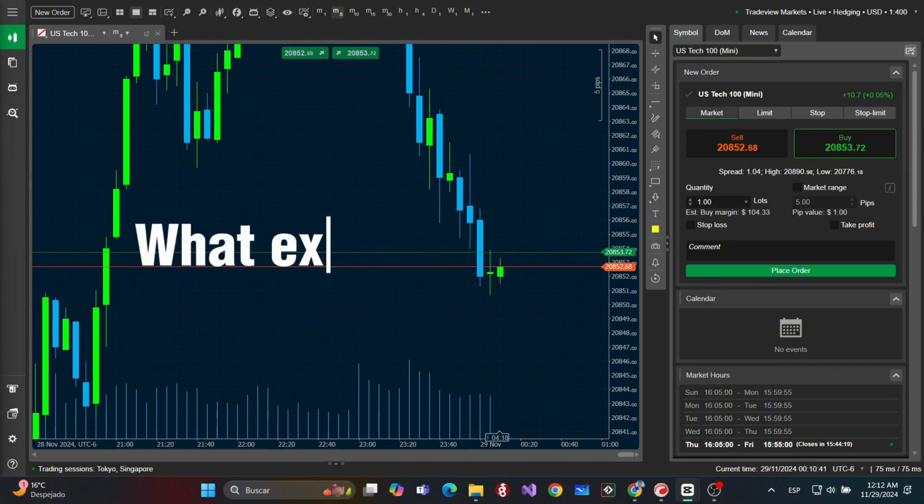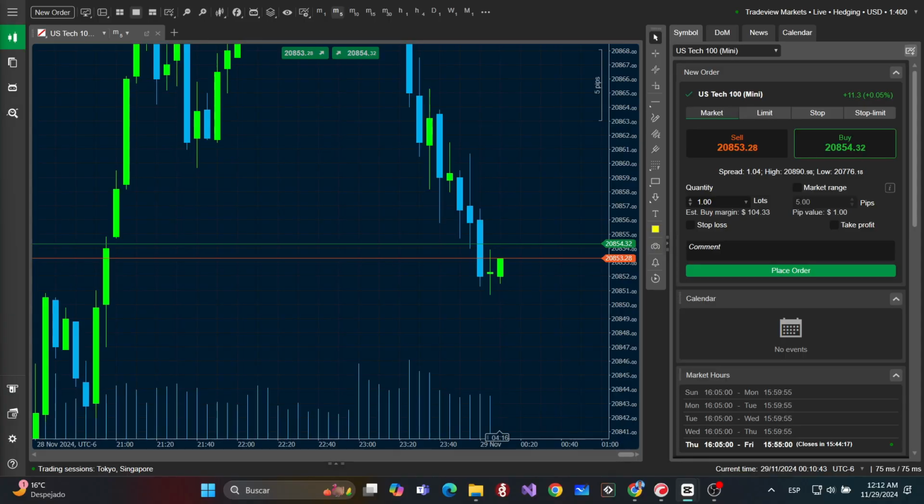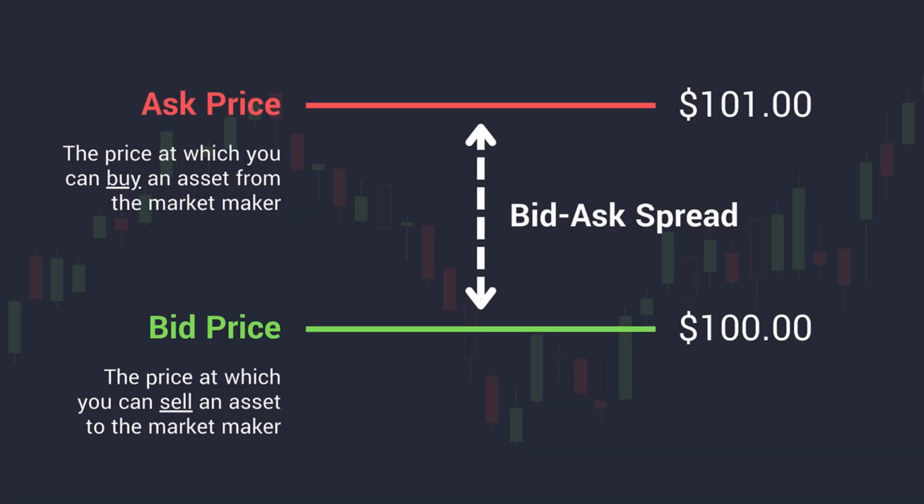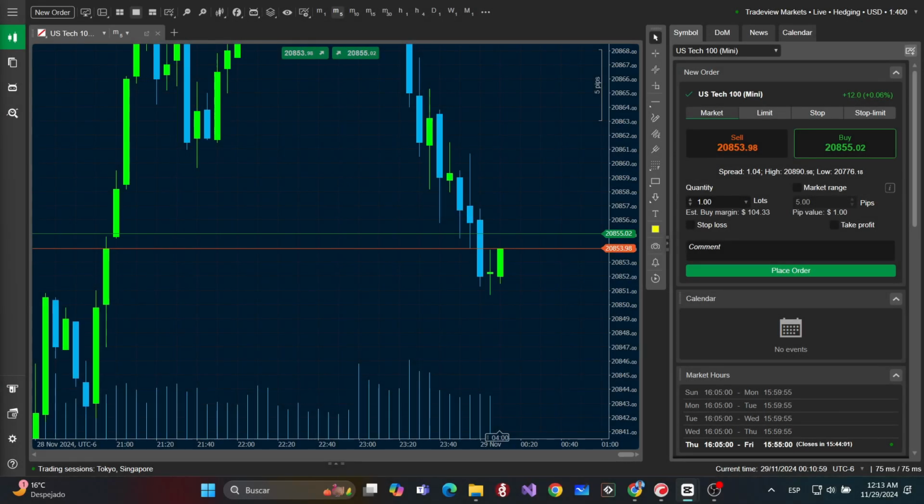First, what exactly is the spread? The spread is the difference between the ask price, the price at which you can buy, and the bid price, the price at which you can sell, of a financial instrument. In simpler terms, it's the direct cost of entering a trade. It's a crucial metric for every trader to understand, as it directly affects your profitability.